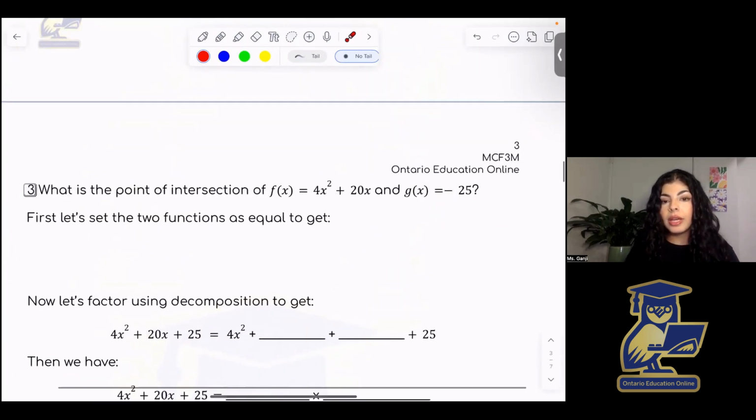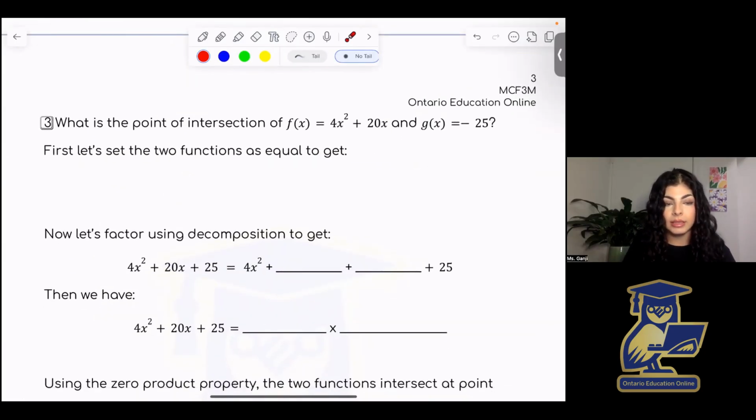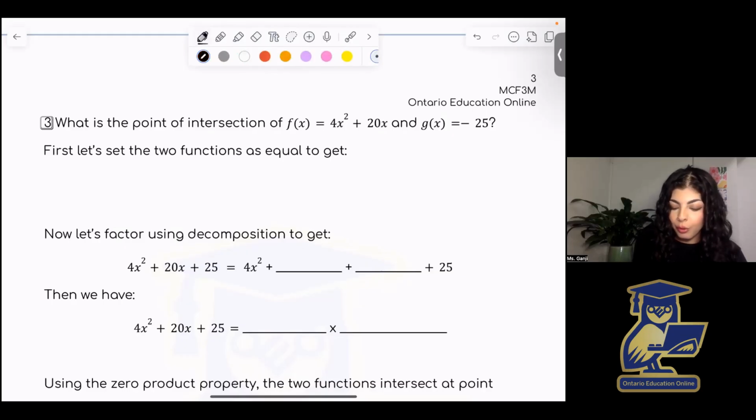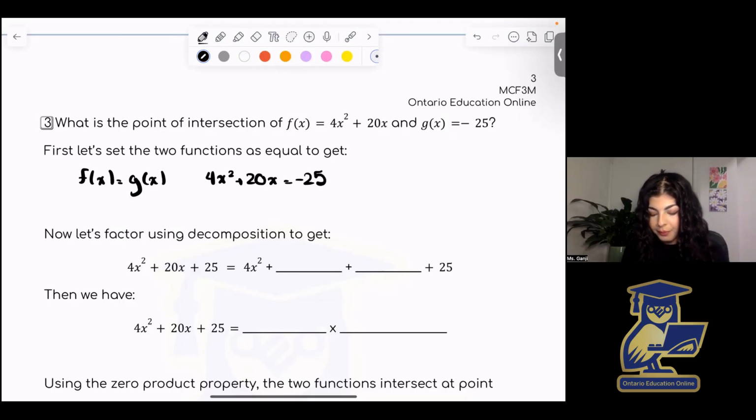So now we're looking at another problem with point of intersection, similar to the ones we saw last lesson. And in this example, we're asked, what is the point of intersection of the function f of x equals 4x squared plus 20x and g of x is equal to negative 25? So again, we want to know for what value of x is f of x equal to g of x, or in other words, 4x squared plus 20x is equal to negative 25.